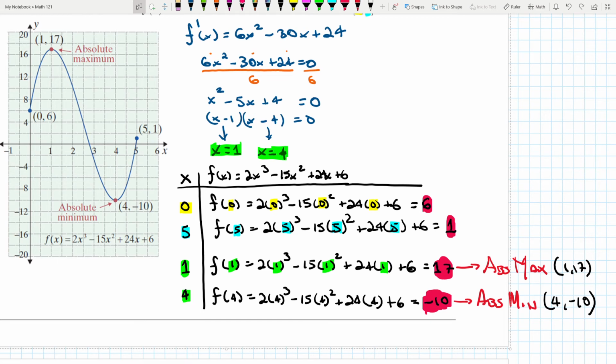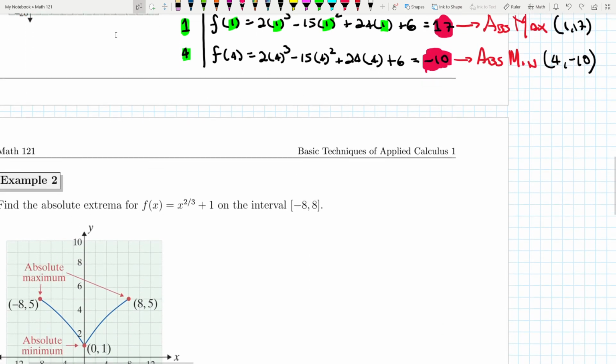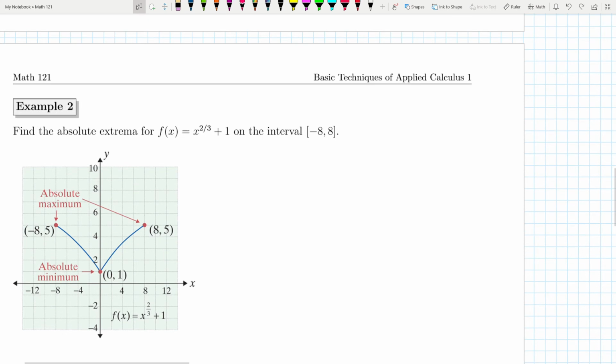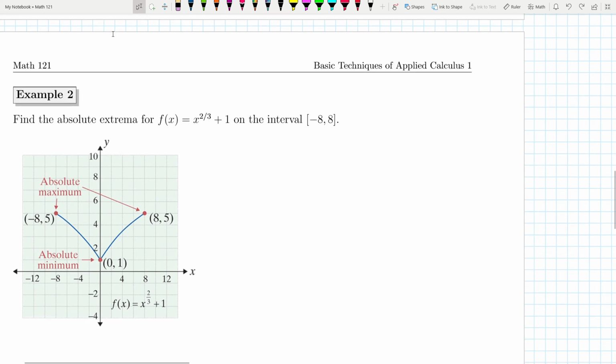All right, so let's look at another example. For the next example, we will find the absolute extrema for the function f of x equals x to the 2/3 plus 1 on the interval negative 8 to 8. All right, so let's see what we're going to get for this.